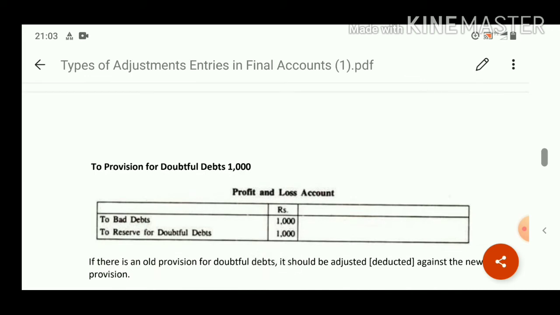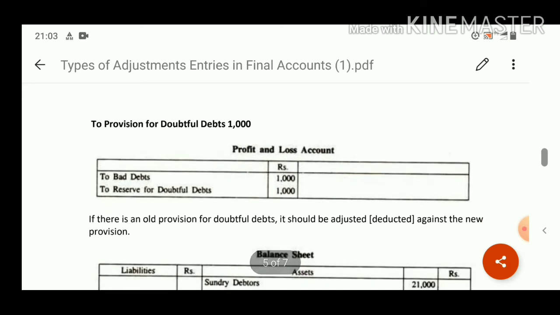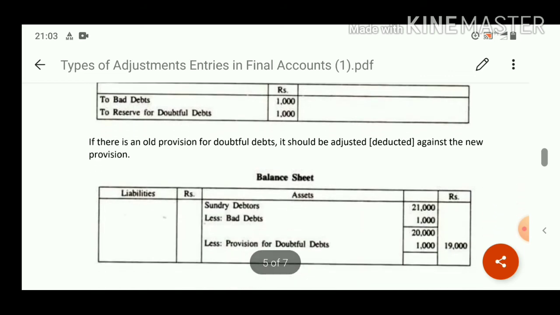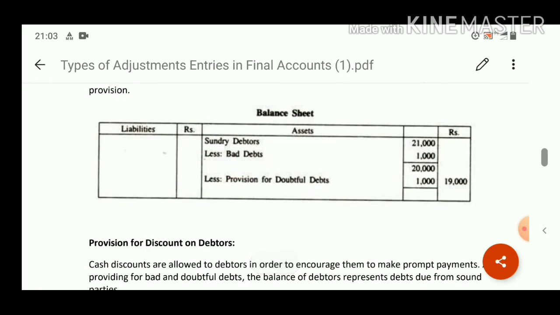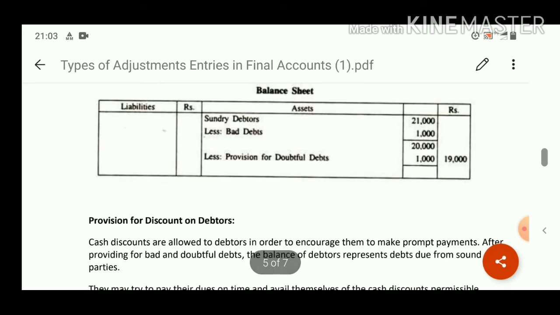So this bad debt of rupees 1,000 and provision for doubtful debts of rupees 1,000, both are my losses, so I will record them on the debit side of the profit and loss account. How am I going to adjust it in the balance sheet? I am going to deduct both of them from the sundry debtors. Sundry debtors was 21,000. I have deducted the bad debt of rupees 1,000 and I am left with 20,000. I have created a provision for doubtful debt as 5% of 20,000, which is 1,000 rupees. So I am now left with 19,000 as my good or sound debtors.